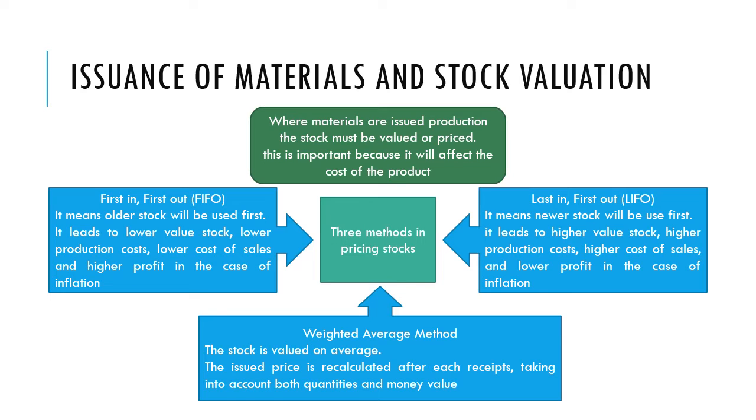So there are three methods in pricing the stock. One is the first in first out method. The second one is the last in first out method. The third one is the average method. So we go first to first in first out. This method means that the stock that goes in first is the stock that will go out first. Okay? They will use all the older stock first, then they start using newer stock.